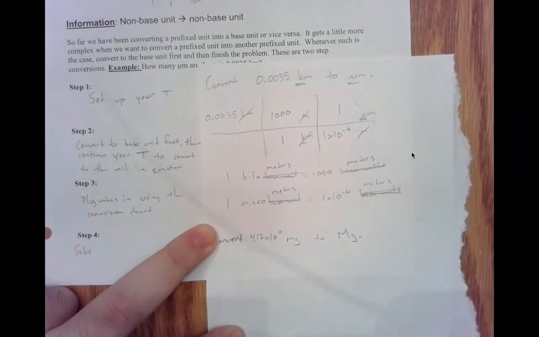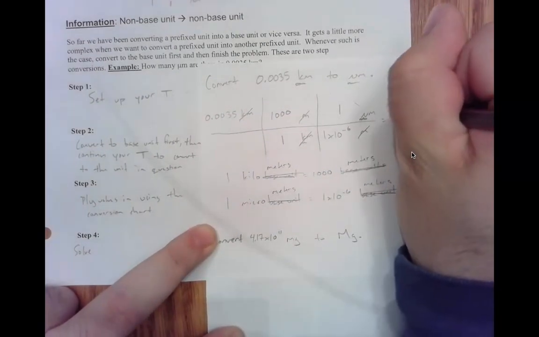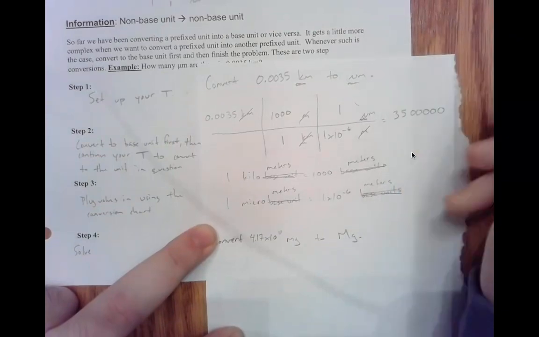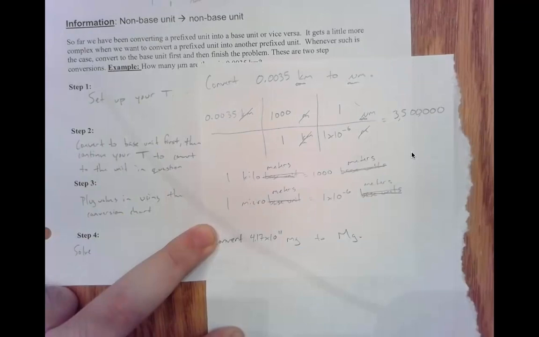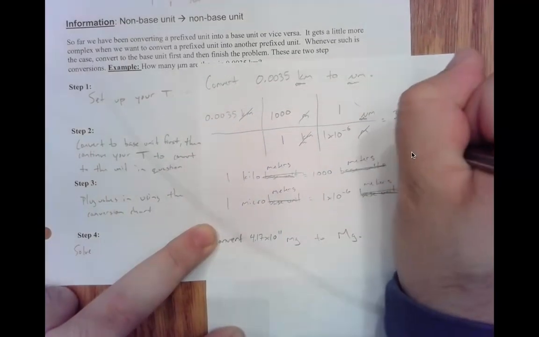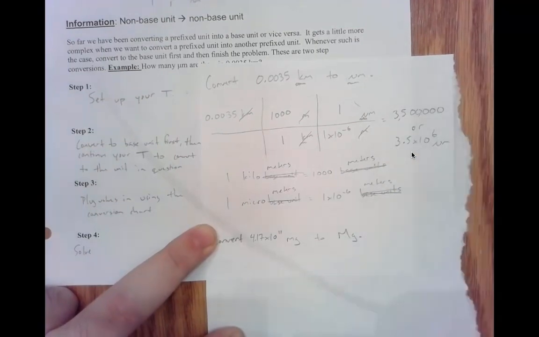Remember, we can solve by typing this into the calculator. This equals 3.5 times 10 to the negative... 0.0035 times 1,000 times 1 over 1 times 10 to the negative 6. So that equals 3,500,000, or 3.5 times 10 to the 6 micrometers.